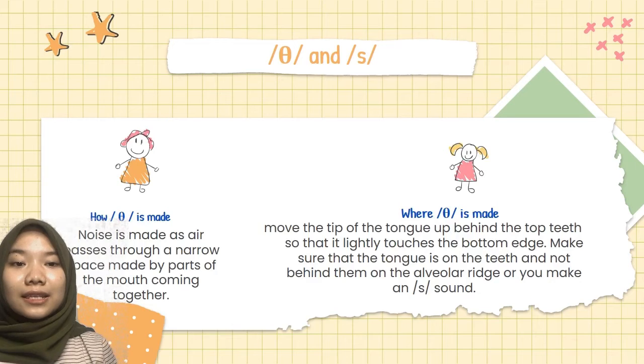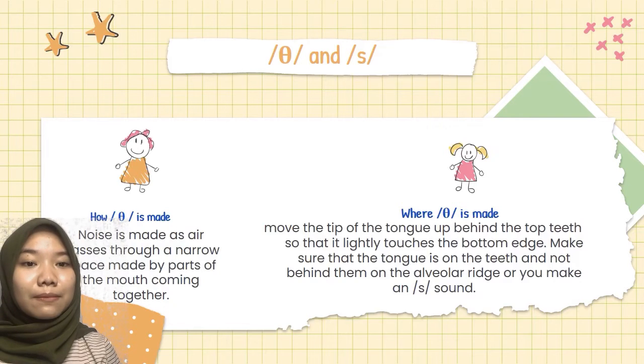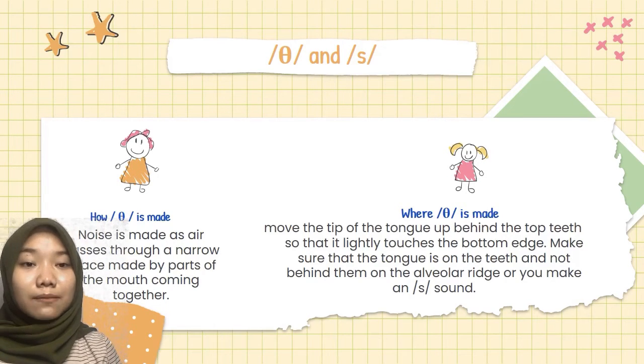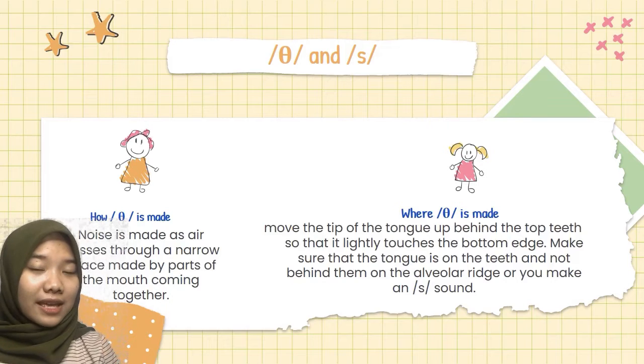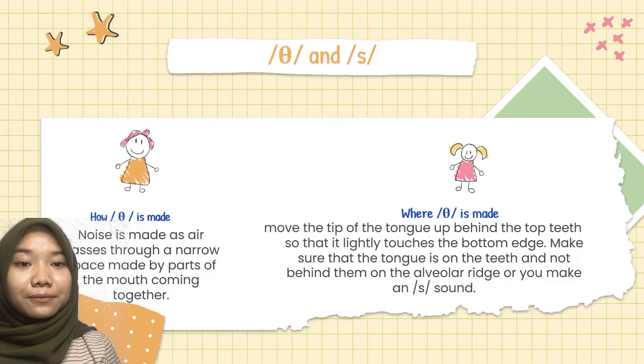2. The and the. How the is made. The is a fricative sound. Noise is made as air passes through a narrow space made by parts of the mouth coming together. This sound is the most difficult sound to make in English. You need a lot of practice to do it.